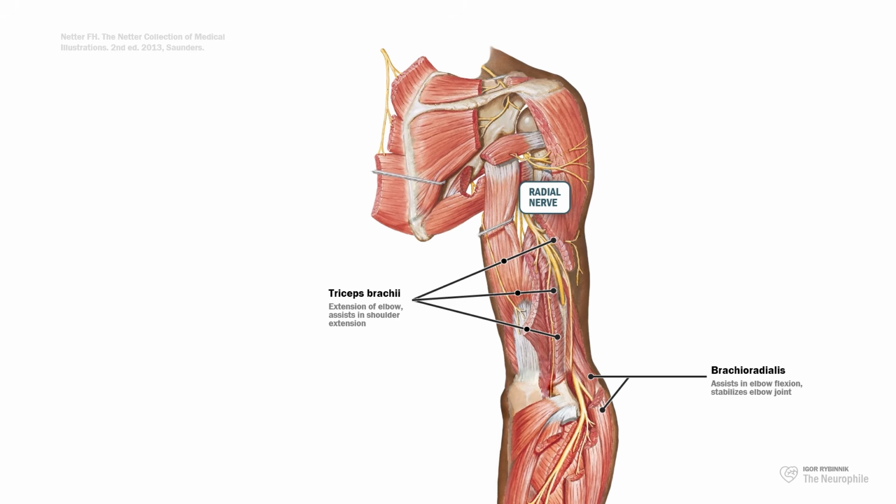Brachioradialis assists in elbow flexion? Wait, what? Well, that seems counterproductive. The same nerve innervates an elbow extender and an elbow flexor? Well, yes. What can I say? Blame the embryological development of the posterior arm compartment. Brachioradialis is actually the weakest flexor, so it's primarily used for elbow stabilization. The real elbow flexors, biceps and brachialis, are innervated by the musculocutaneous nerve.